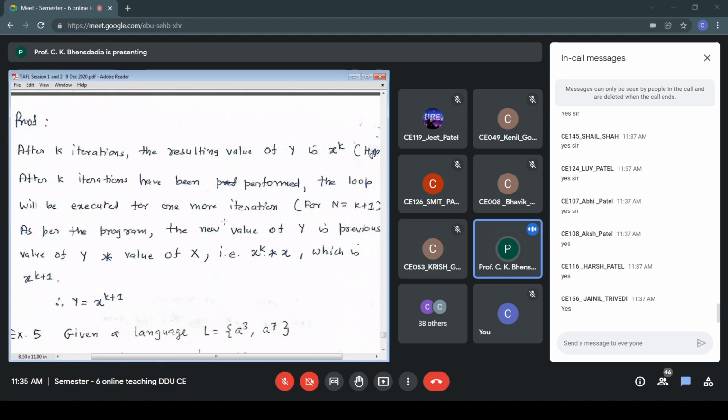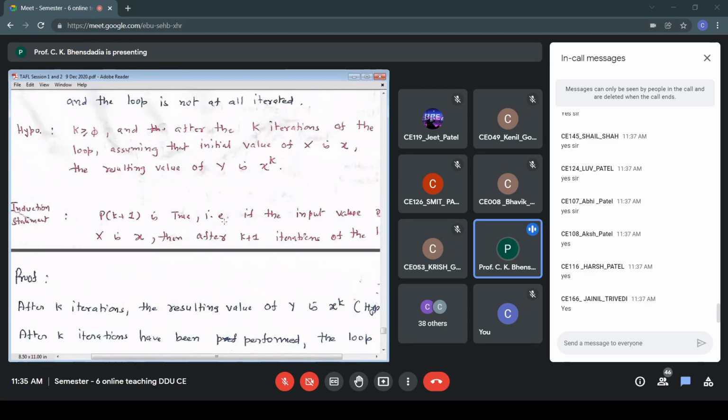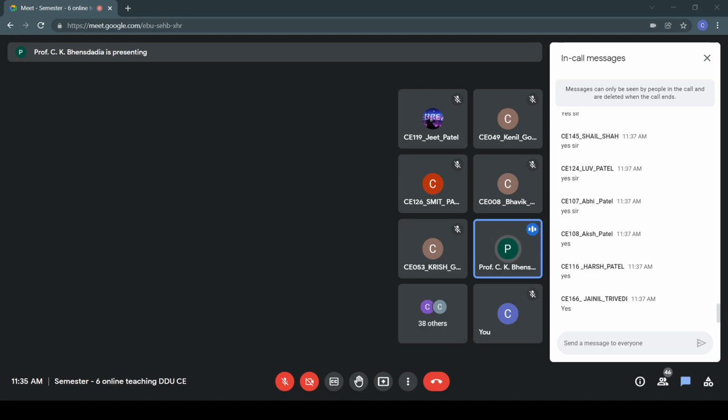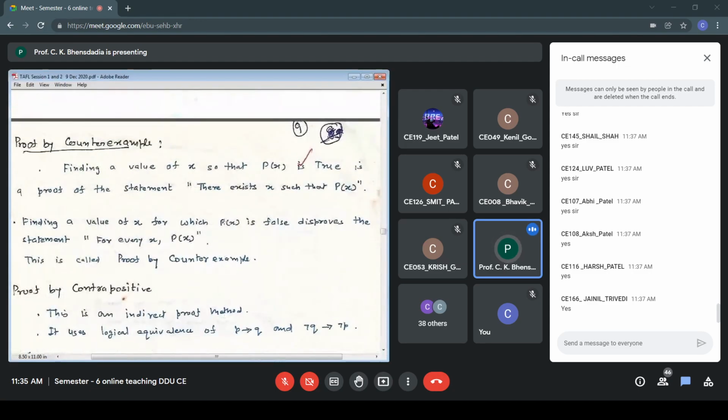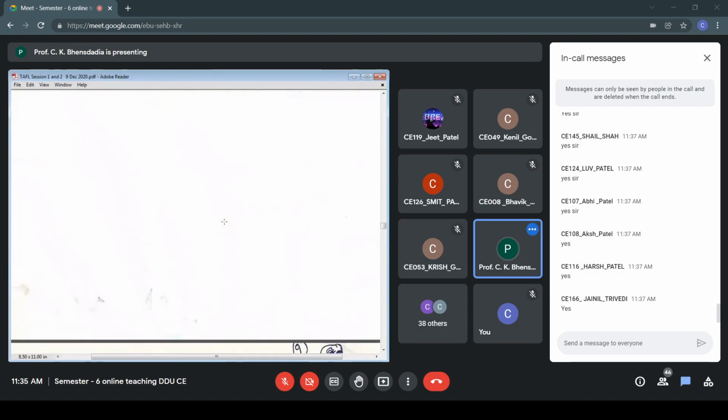Now we move to the next example. Given a language L equal to A3, A7, or maybe last time we had discussed this proof using the minimal counterexample principle. One of the examples that we worked out, there was a power failure in the previous lecture, so the lecture got immediately suspended.